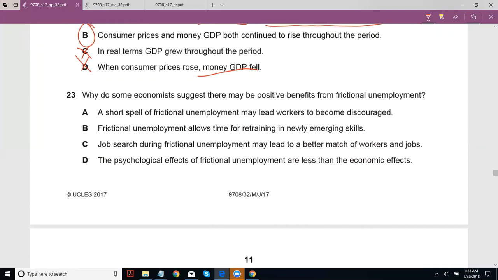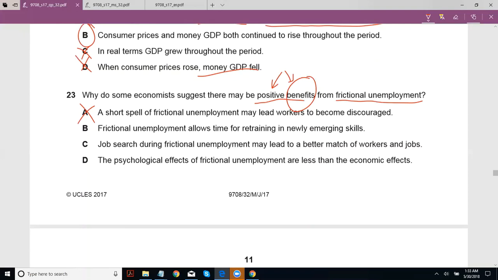Why do economists suggest that there may be positive benefits from frictional unemployment? A short spell of frictional unemployment may lead workers to become discouraged. I don't see how that's a positive effect, how that's a positive benefit. Oh, well, they literally use two terms, positive and benefit, which are more or less the same thing.